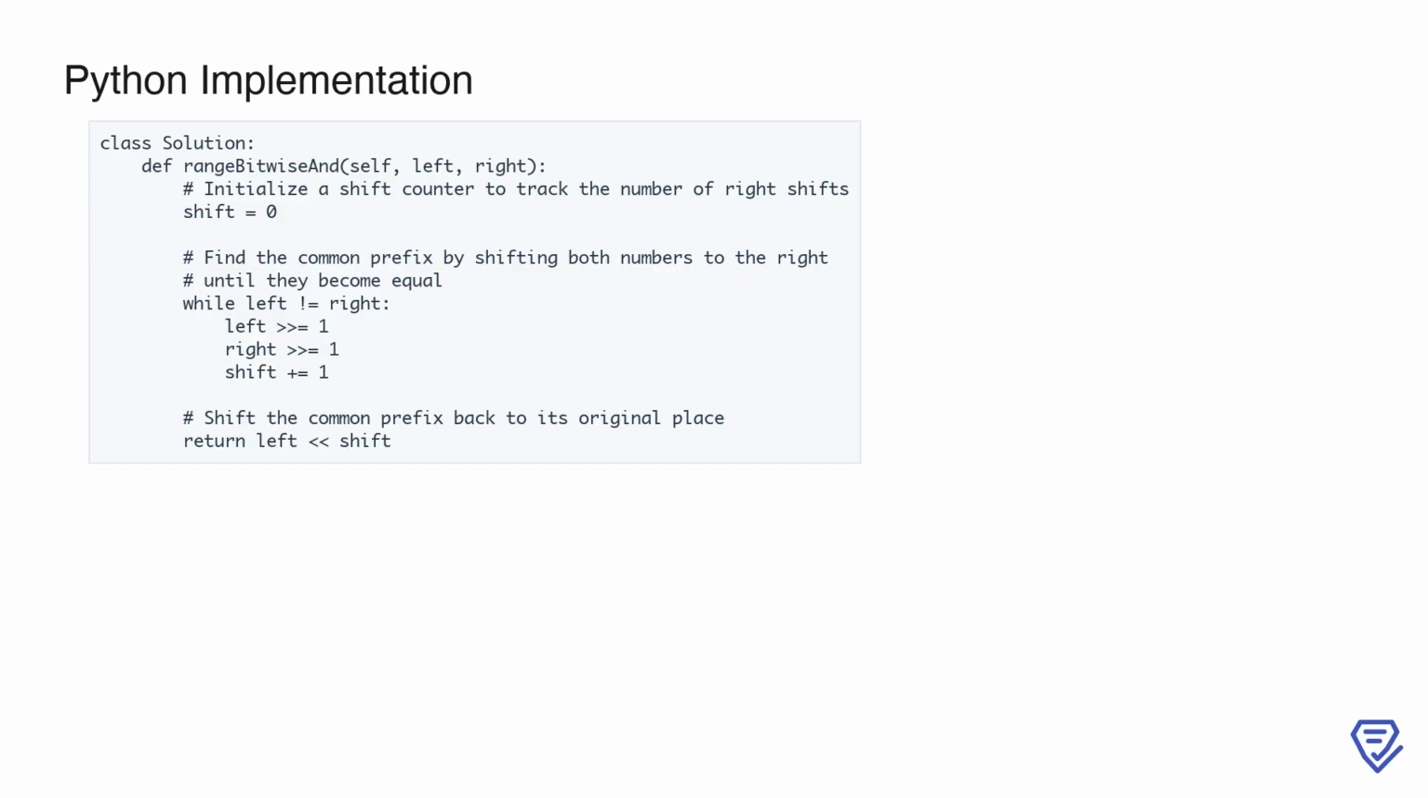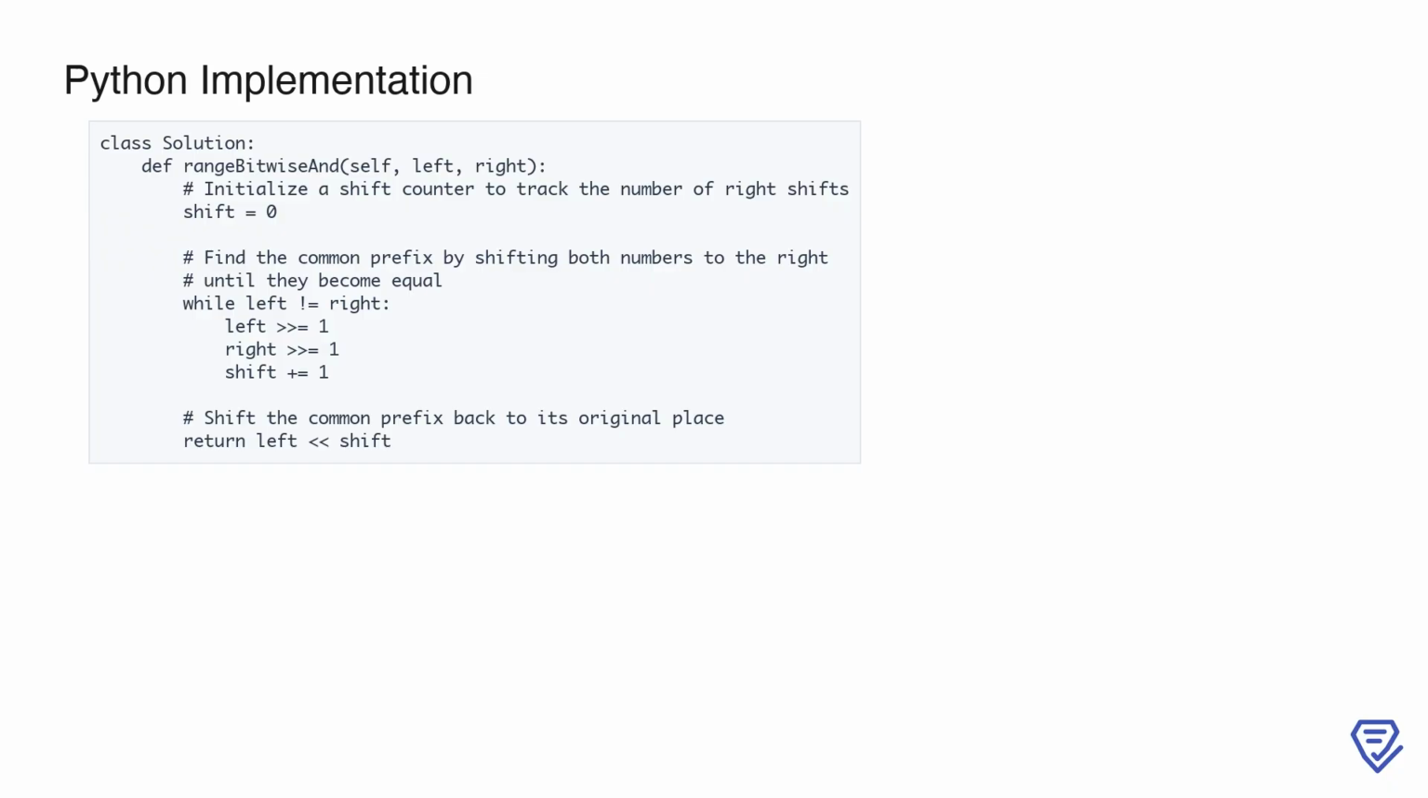The given problem requires us to find the bitwise AND of all numbers in the range [left, right]. Instead of using a brute force approach, which would involve computing the AND for every number in the range, leading to inefficiency for large ranges, we can utilize the properties of binary numbers to achieve a more optimal solution.